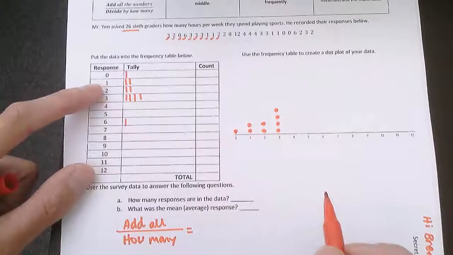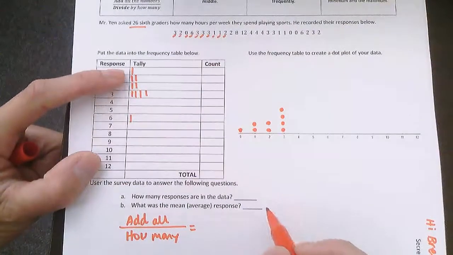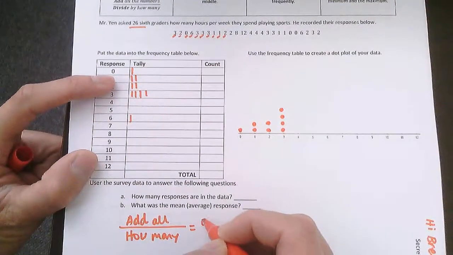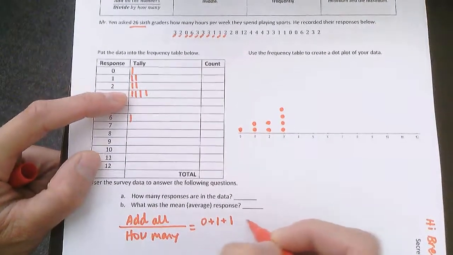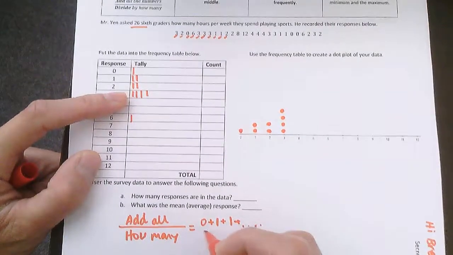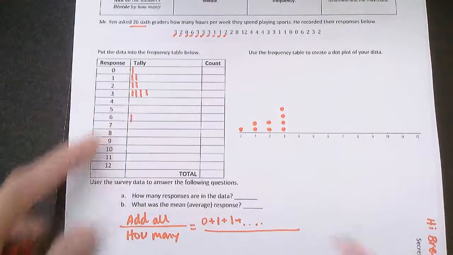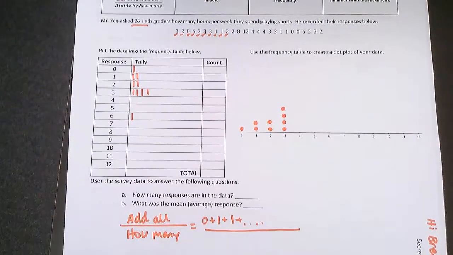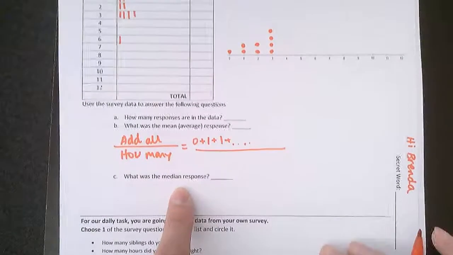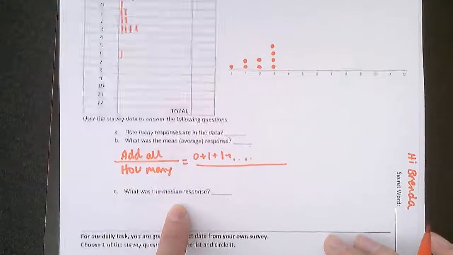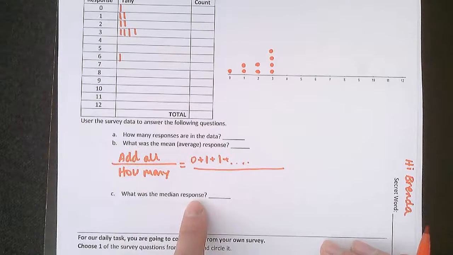Right, so you would have 0 plus a 1 plus another 1 plus a 2 and so on. So you're going to add up all the numbers and then divide by how many numbers there are. For the median response, right, you can list the numbers from least to greatest and then find the middle number.